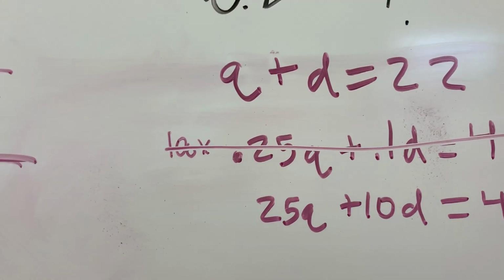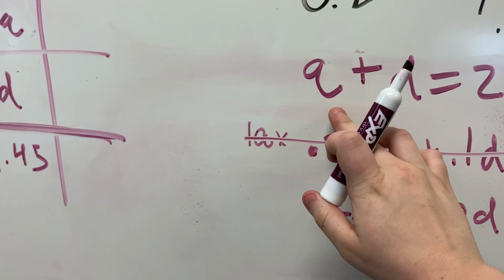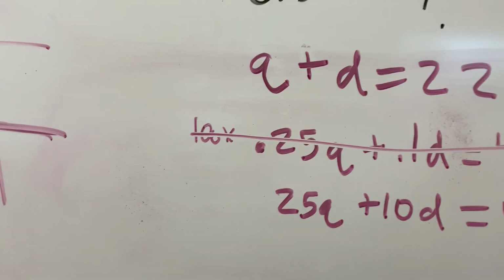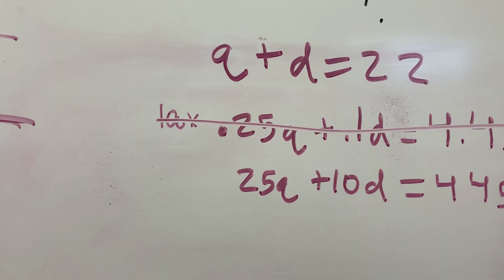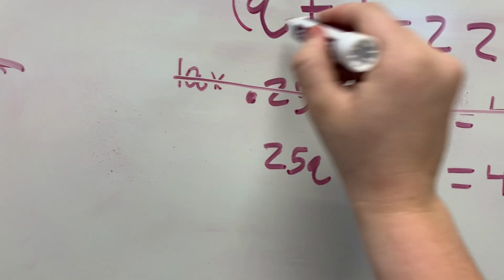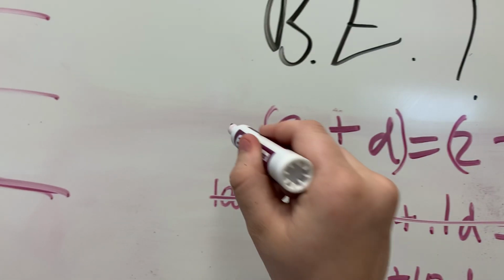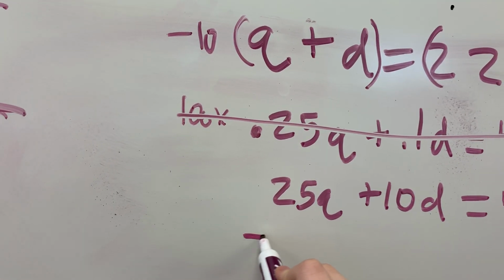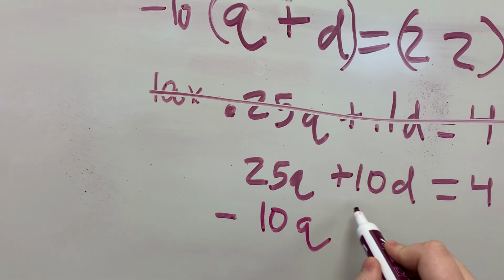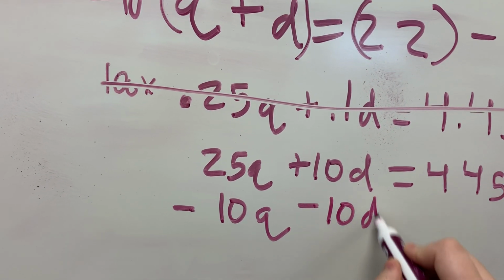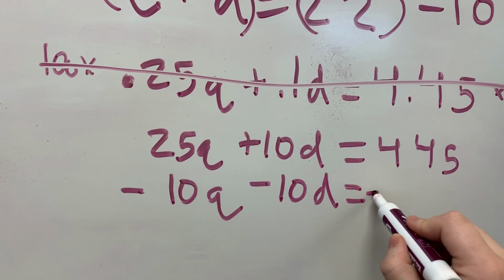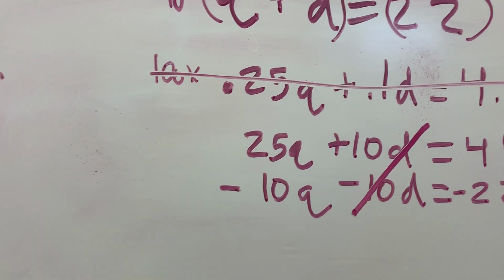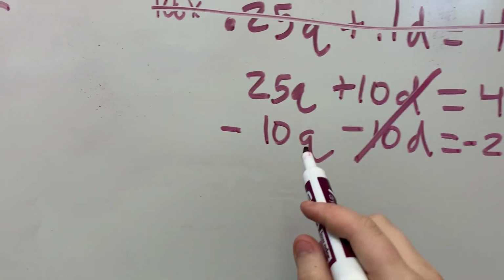We want to get this to either be negative 25, so these two can cancel, or we want this to be a negative 10, so these two can cancel. I think it's easier to do the 10 because it's a smaller number. So we're going to multiply this equation by negative 10 to get negative 10Q minus 10D equals negative 220. These two are going to cancel because they would equal 0 when we come down.